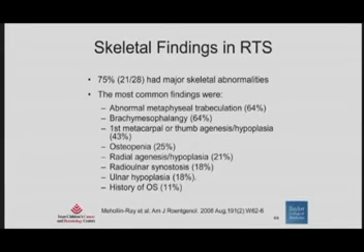So in terms of the skeletal findings in RTS, we know that patients can have radial ray defects because these are things that we can see on physical exam. But we also wondered whether or not they had other bone abnormalities that were not visible by physical exam.